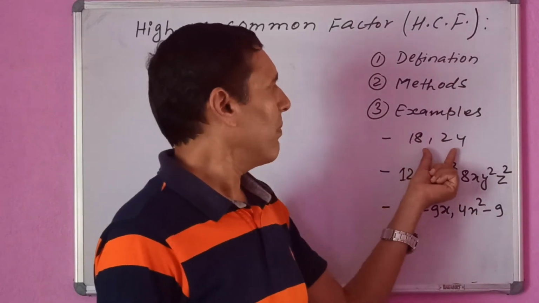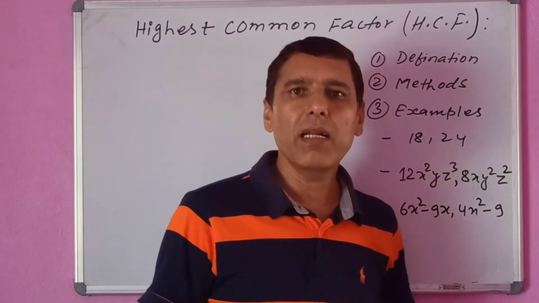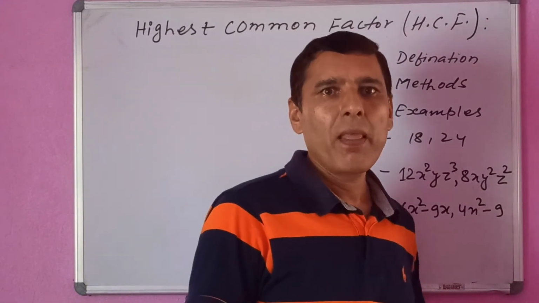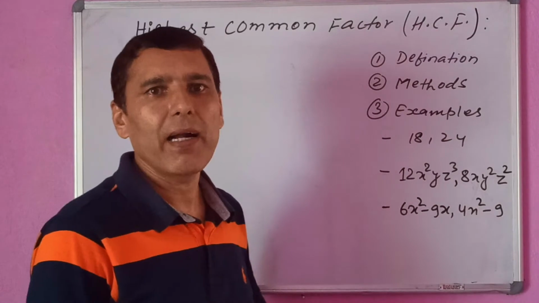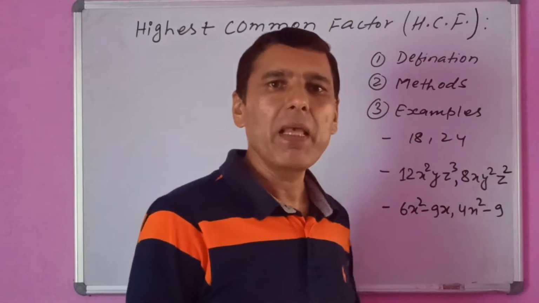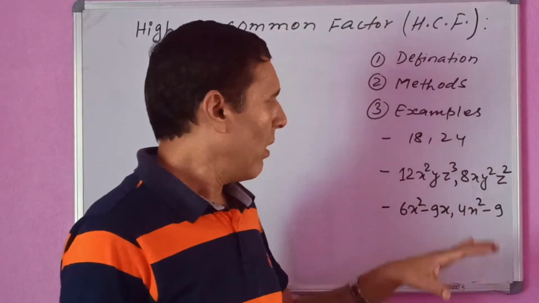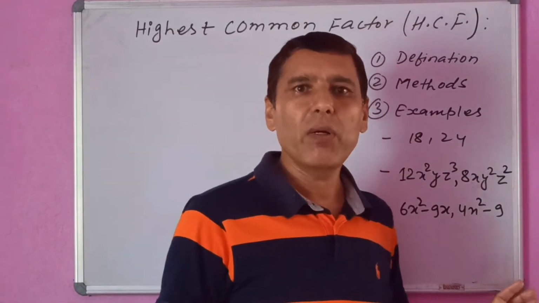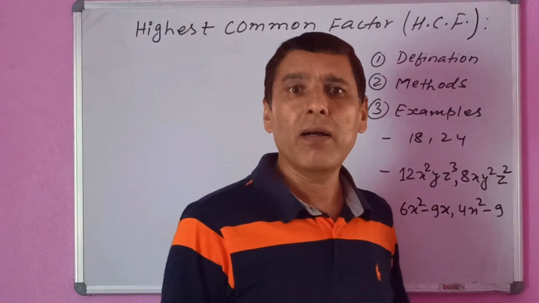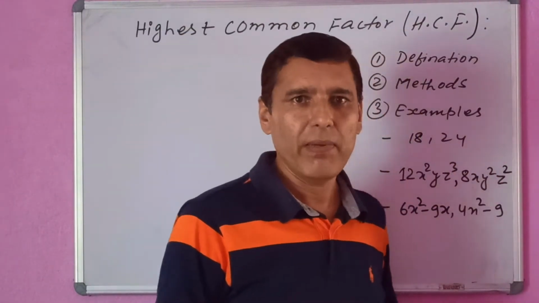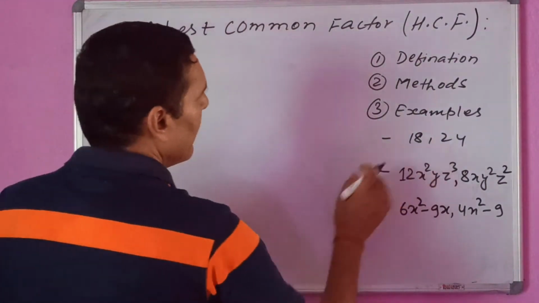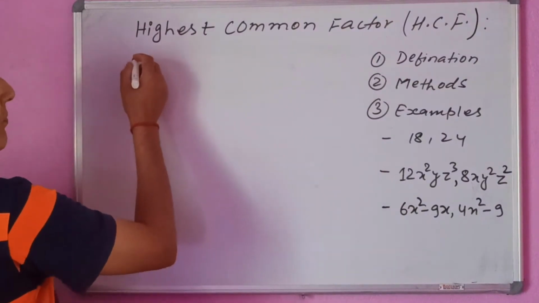I am taking one example, two numbers 18 and 24, just to understand and build up the concept of what HCF is and how we can find the HCF by factorization method. So let's start solving some examples to understand in a better way what HCF is and how we find the HCF of numbers as well as algebraic expressions by factorization method. First example, we have two numbers 18 and 24.